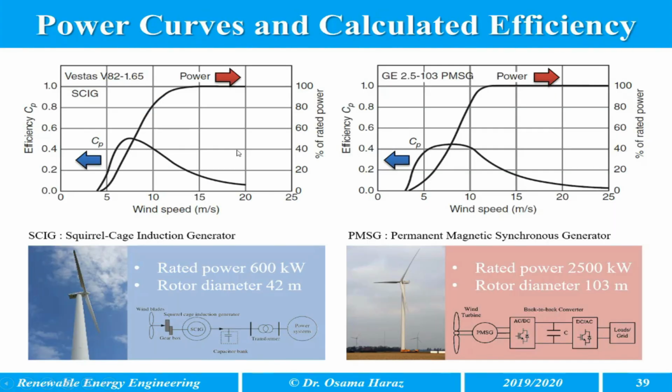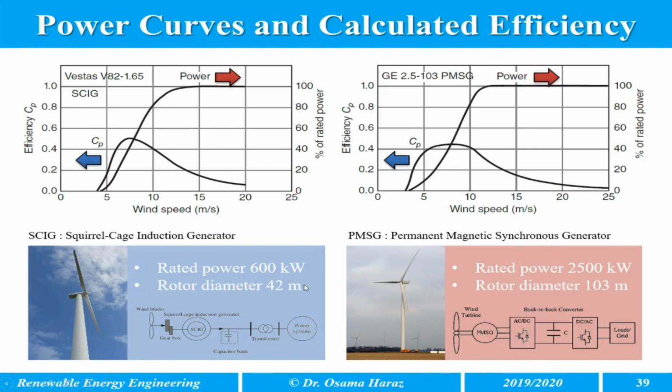These are some power curves and calculated efficiency. This is efficiency for this type of turbine, the Vestas V82 1.65 SCIG. SCIG stands for squirrel cage induction generator. This is for the power, this is the rated power, and this is the efficiency versus wind speed. We can see the rated power is 1.65 megawatt and the diameter is 82 meters.